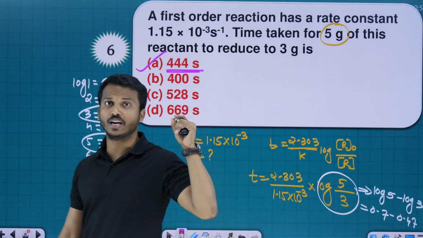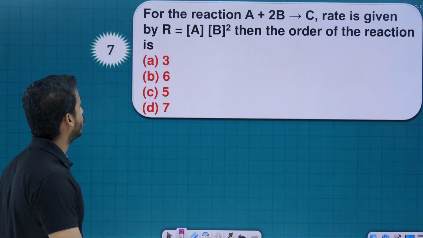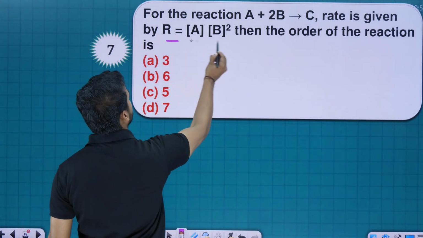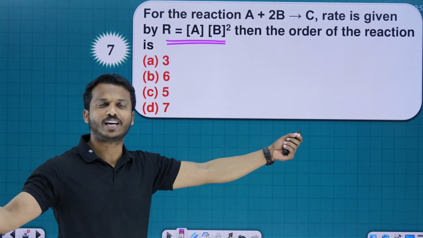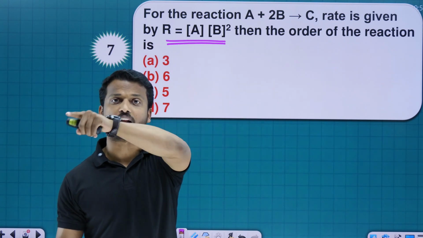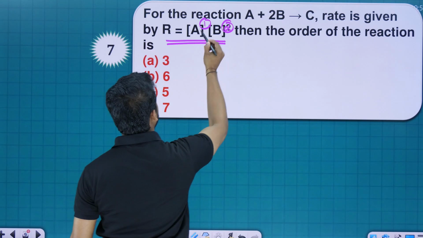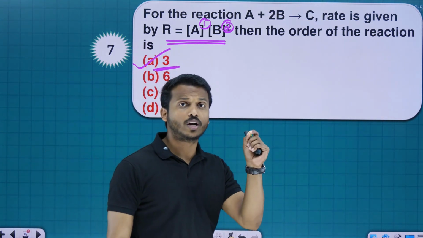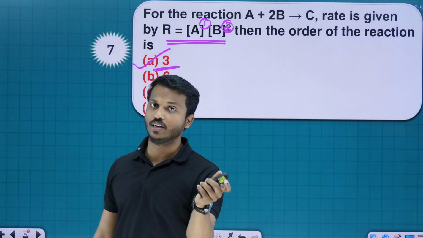K is 2.303 divided by t into log R naught divided by R. Next question, for the reaction A plus 2B gives C, the rate law is already given, right? Then the order of the reaction. What do you mean by order of the reaction? It is the sum of the powers of the concentration terms in the rate law. What is the power here? 1. Here the power is 2. 2 plus 1 is equal to 3, it's a third order reaction. So what is order? Order is the sum of powers of the concentration terms in the rate law.